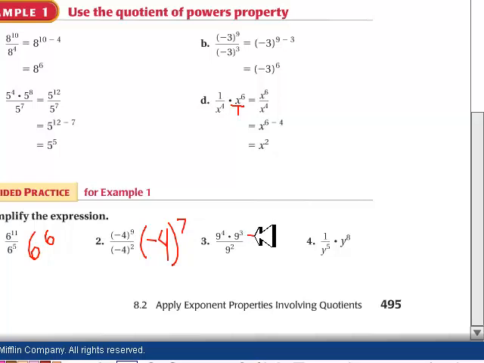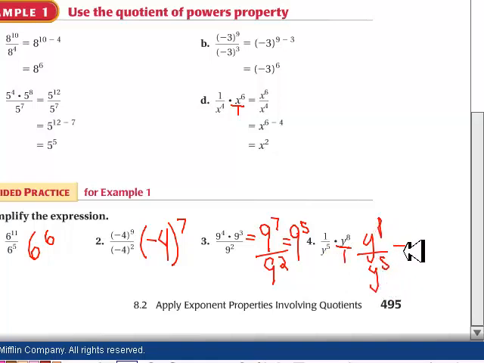Number 3, I've got 2 problems in one. I'm multiplying like bases, so I add them. 9 to the 7th over 9 squared. That is a division problem. Subtract your exponents, 9 to the 5th. Number 4, just like multiplying fractions, top times top, y to the 8th over y to the 5th, division of like bases, subtract the exponents, y to the 3rd power. That would be your answer.